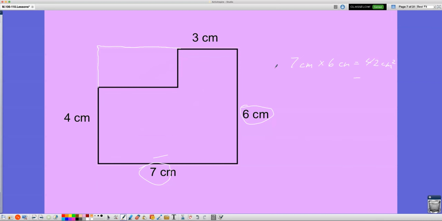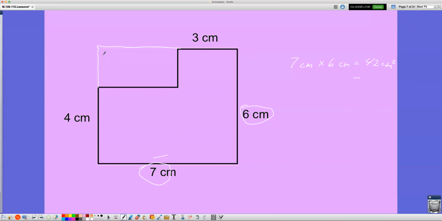And then we could subtract. I don't want to get you too confused here, but you can take away this space because this isn't really part of the complex shape. If we were to extend this side out and extend this side out, this now just becomes a rectangle of 42 centimeters squared. But remember, this is not part of that.